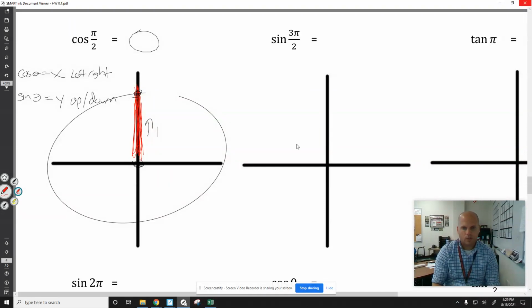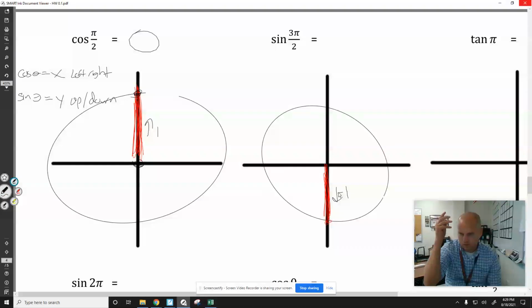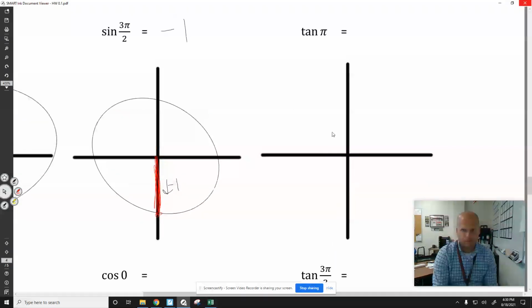Okay, sine of 3 pi over 2. On our unit circle, pretend that's a circle. 3 pi over 2 is down here on the bottom. How did I get to this location on the unit circle? I went down 1, right? Well, going down is like negative 1. Since I don't go left or right at all, cosine is 0. But since I go down 1, vertical, the y distance, sine is negative 1. That's what I do.